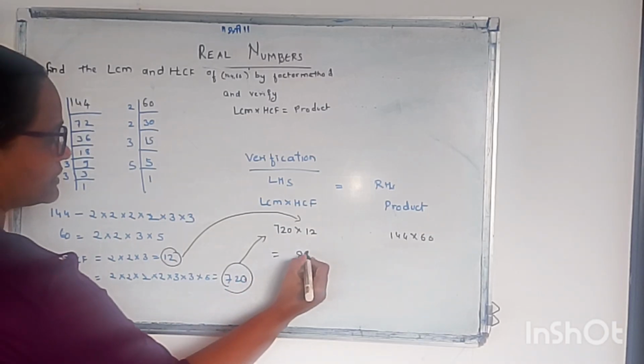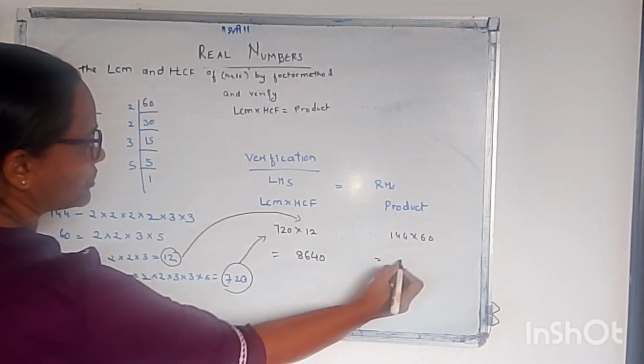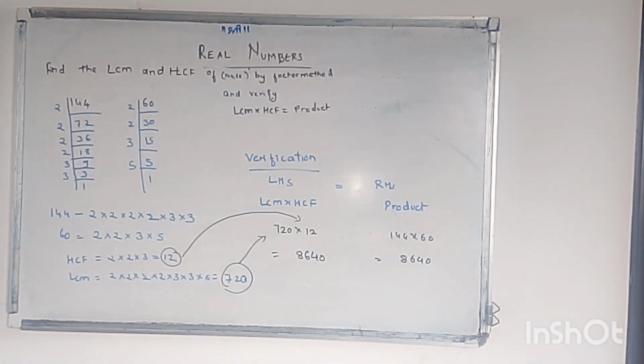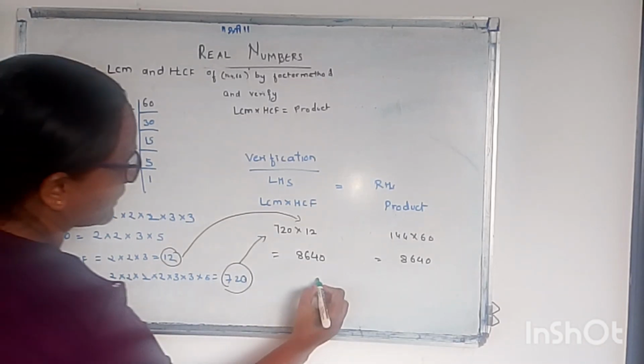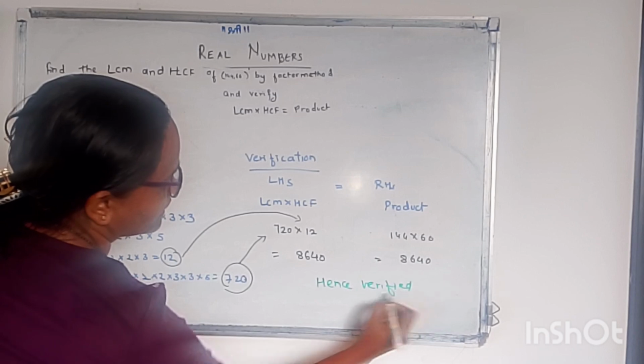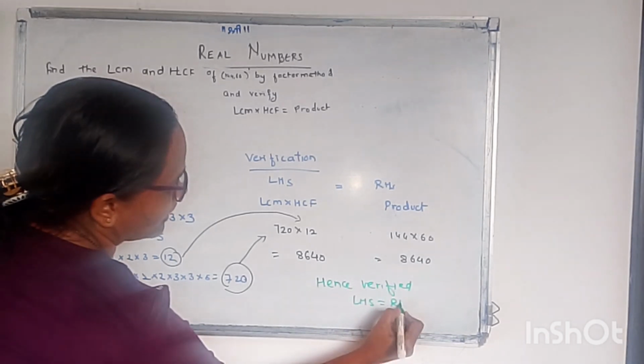Answer 8640 here. Here also 8640 after multiplication. Hence verified. LHS is equal to RHS.